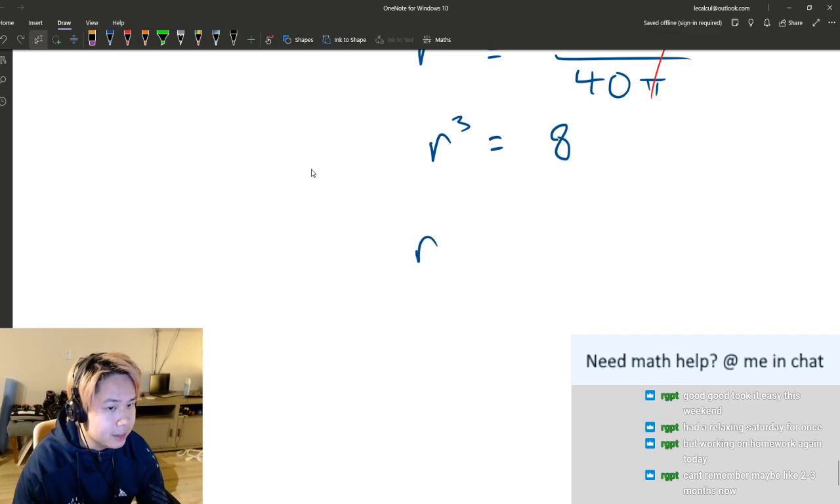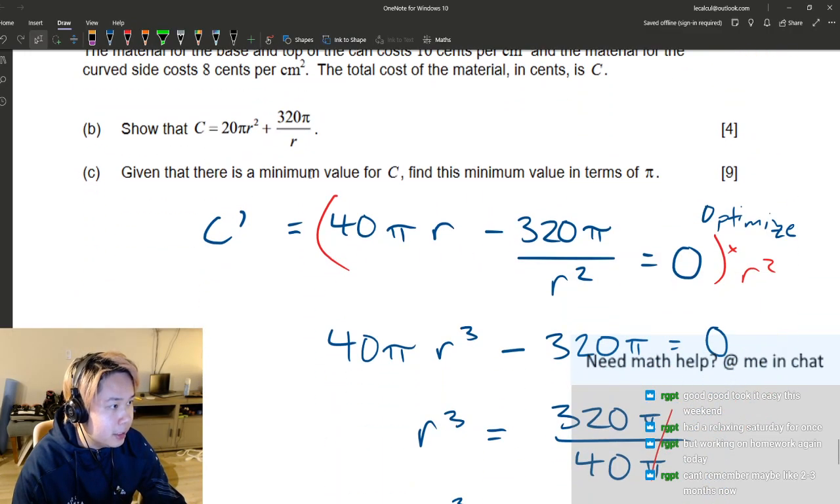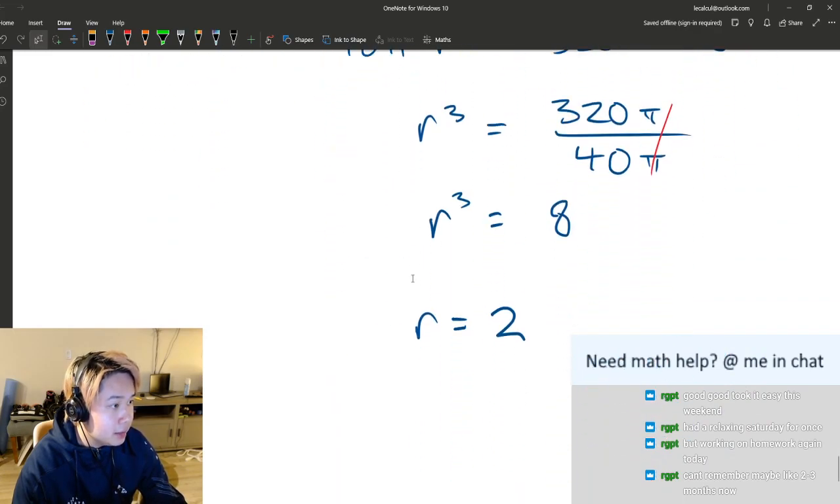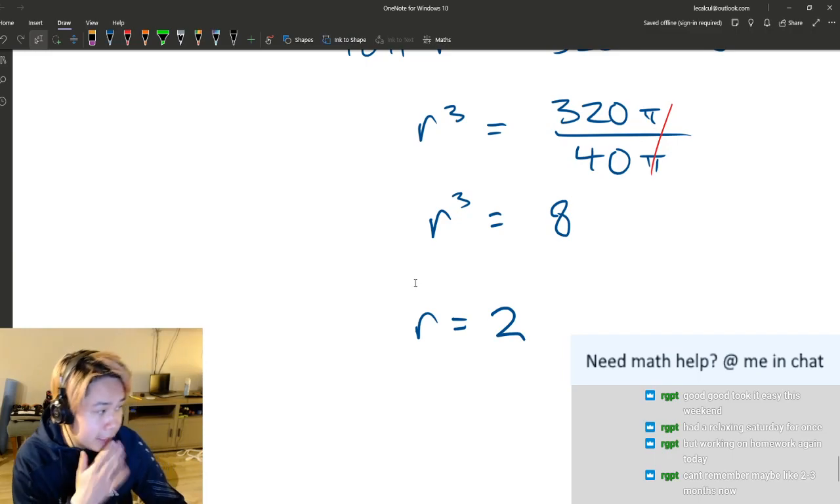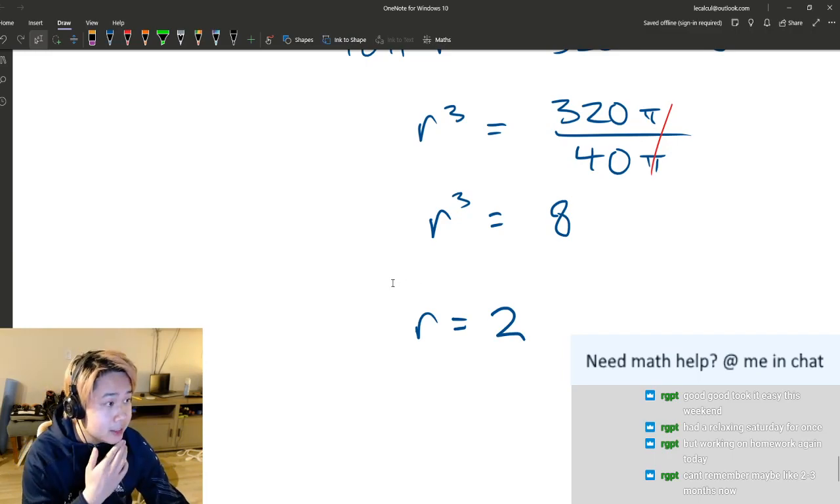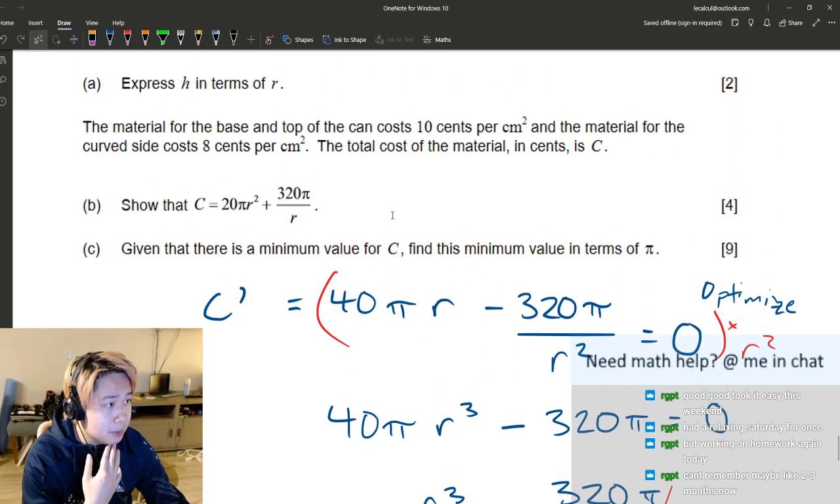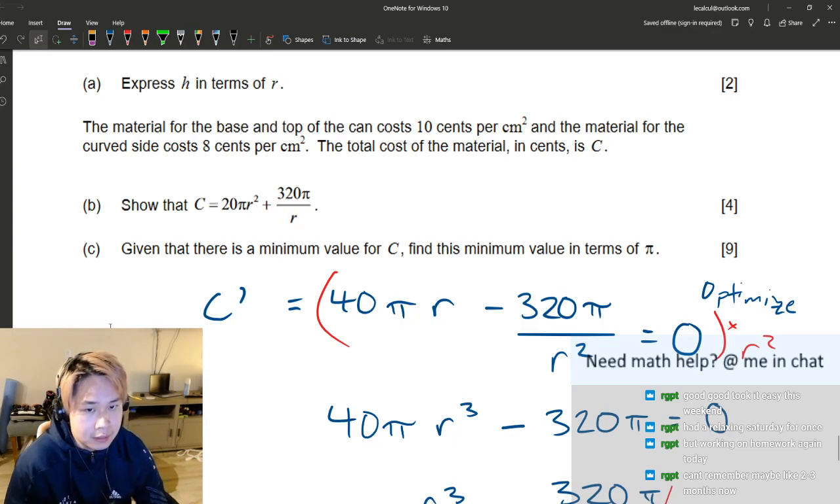Which means that the radius is 2 for our optimized thing. This is just the radius that gives you the minimum cost, and they want you to find the minimum cost itself, which means that I plug in 2 for my radius into the cost formula.